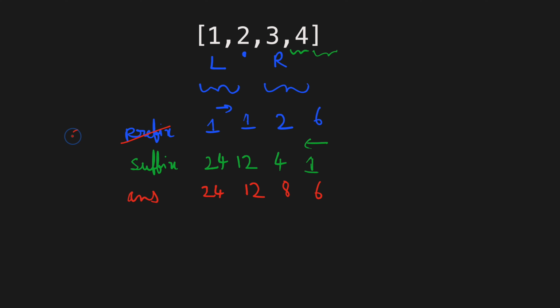Now let's get rid of this prefix array and let's use it as answer instead. So in the first pass, we will iterate over the array from left to right to calculate the prefix products like we did in the previous approach. So for index 0, prefix will be equal to 1 because there is no element on the left of it. Then for index 1, prefix will be product of prefix at index 0 into element at index 0, which will be 1 into 1 equal to 1. Similarly for index 2, prefix will be product of prefix at index 1 into element at index 1, which will be 1 into 2 equal to 2. And finally for index 3, prefix product will be 2 into 3 equal to 6.